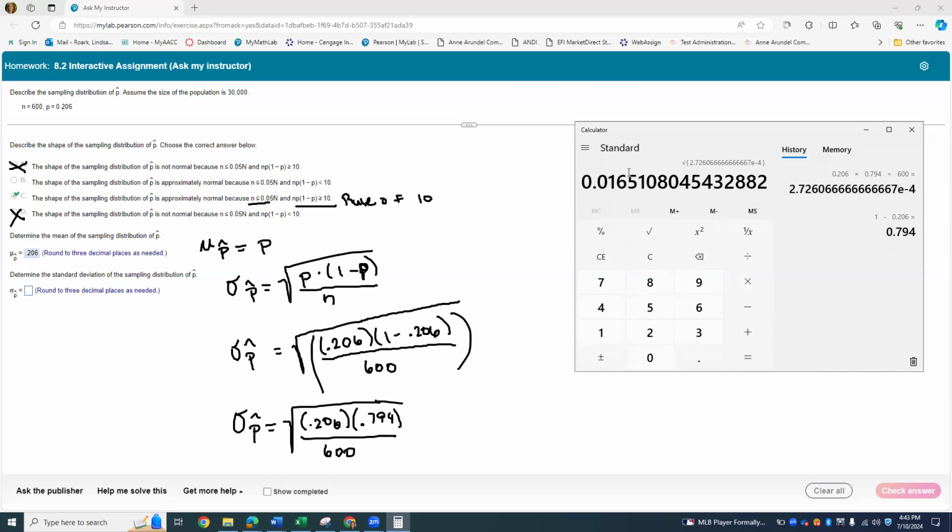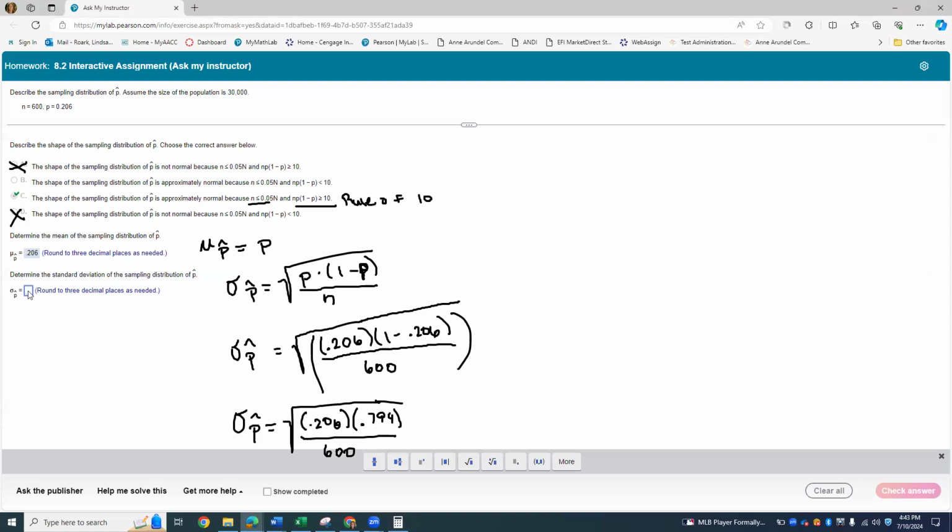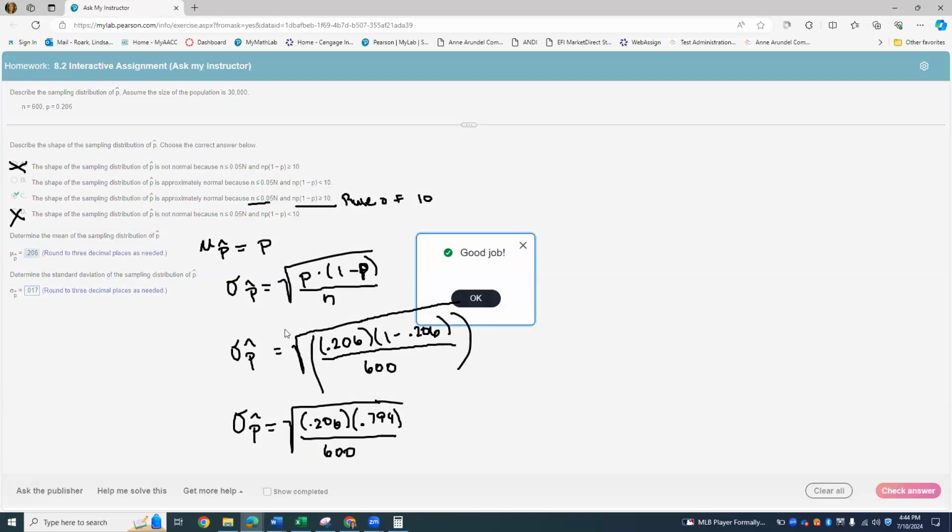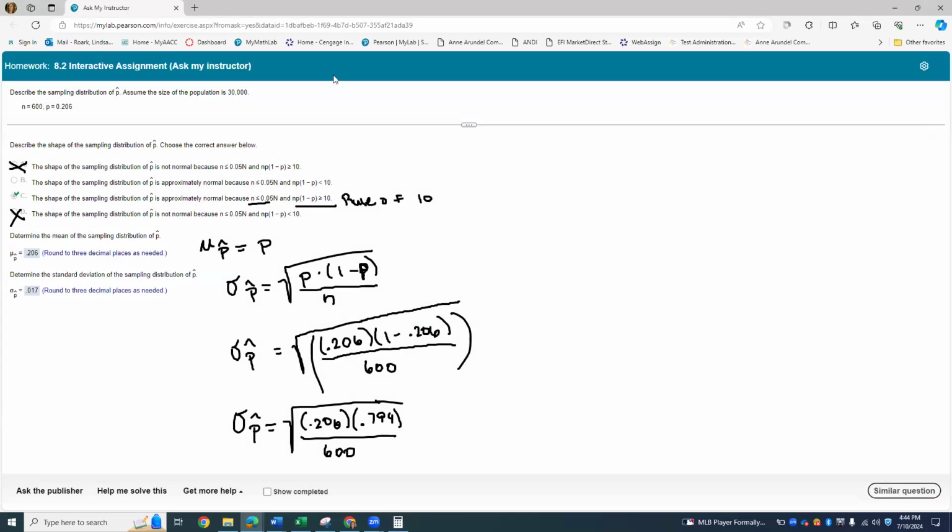This one is 6, but it's rounded to 3 decimal places, so the 5 would bump that to a 7. Okay, so I'd say 0.017 for that standard deviation. So that, I feel, is one particular issue when solving some of these problems in 8.2, really just being able to calculate the standard deviation correctly. Even if we have the formula, it can be quite tricky.